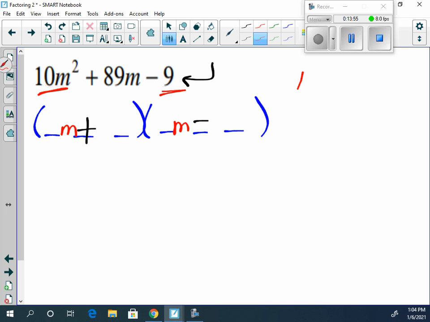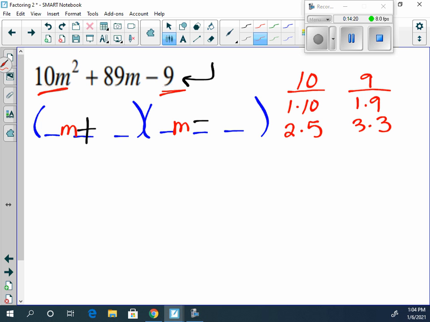Now this time it's a little bit different because we're looking at the factors of 10 for our first term. Because we do have 1 times 10, but we also have 2 times 5. I have 2 sets of factors we have to look at. And then for 9, we have 1 times 9 and 3 times 3.